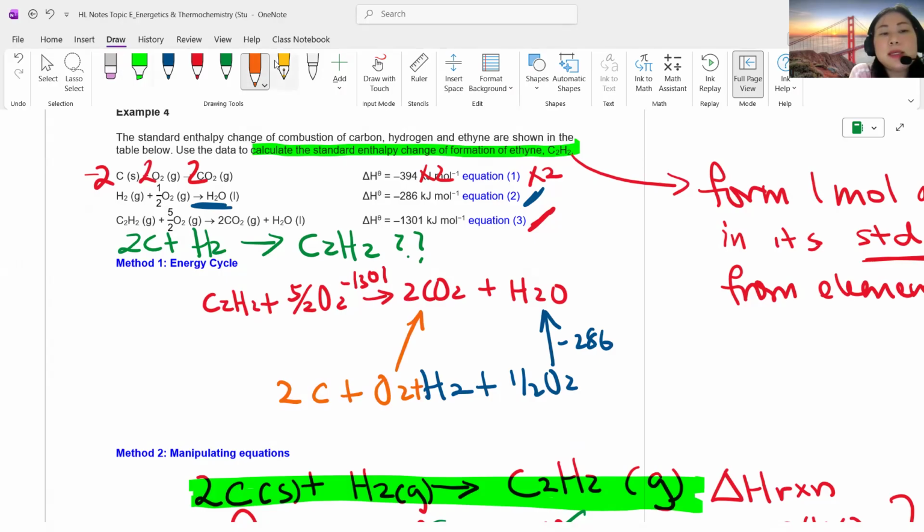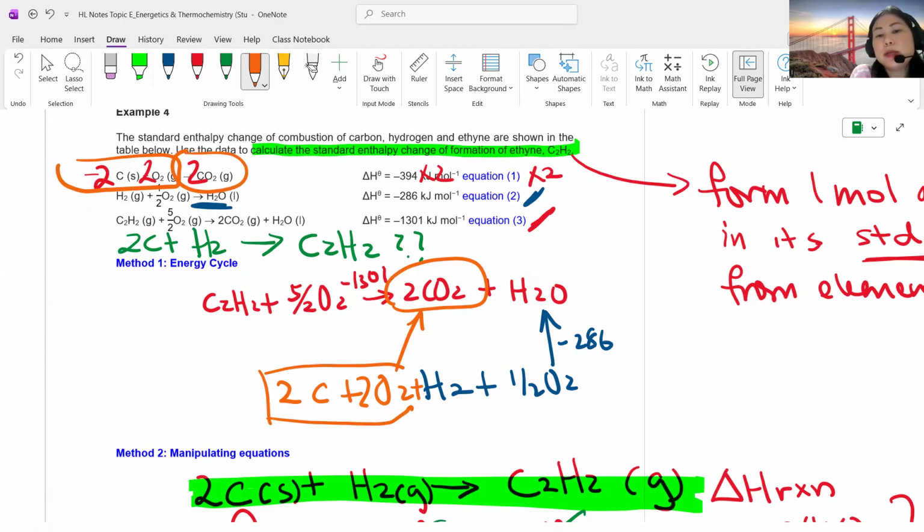So in a way, I'm hiding the equation inside here. Can you see 2 carbon plus 2 oxygen, and then at the end, you have 2 CO2? I'm hiding this equation here, right? In a way. So later, we balance the oxygen. If there are too many oxygen, we will balance later. So the value of this arrow is minus 394 times 2. Okay, I'm done with this also.